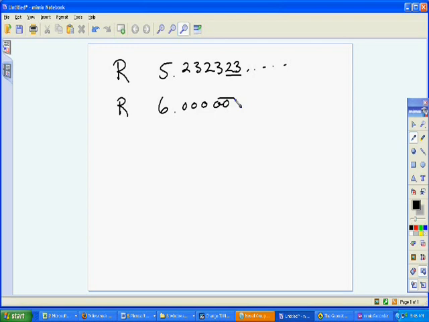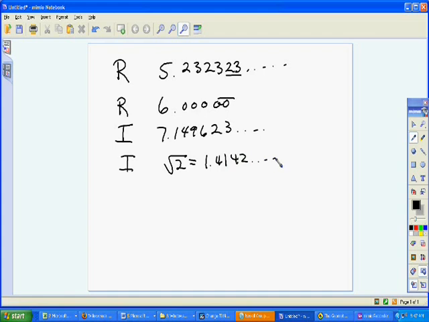How about 7.149623 dot dot dot? How come? Irrational, it doesn't repeat. What about square root of 2? Irrational, why? It's not doing anything. 1.42, dot, dot, dot. And we can't see the pattern. It doesn't repeat, so it is irrational.